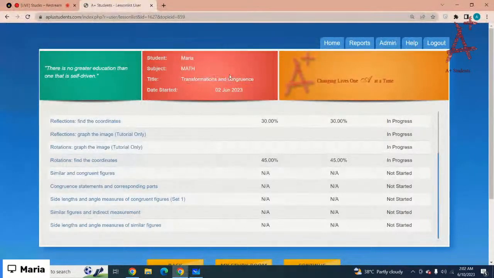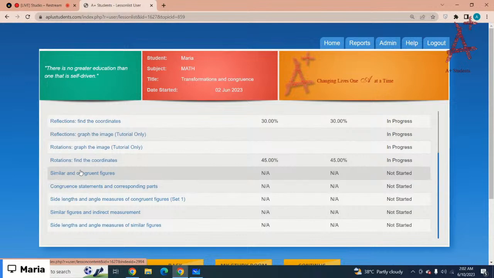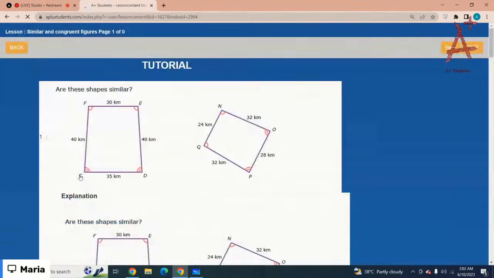And I'm on grade 7 maths. The chapter we're working on is transformations and congruence. So let's just start with the lesson similar and congruent figures. Okay, are these shapes similar? So you are given two shapes. You need to see if they are similar. So how do you know if they are similar?